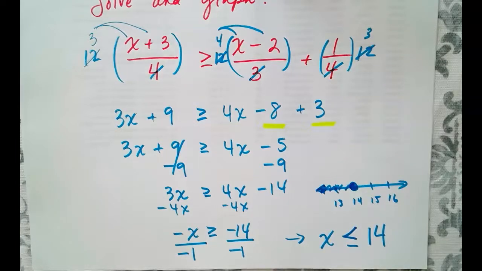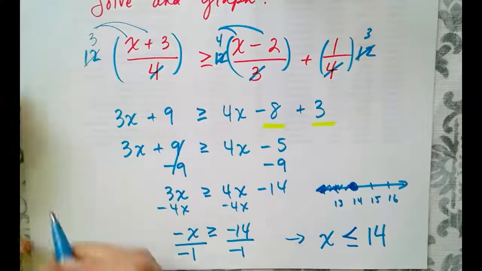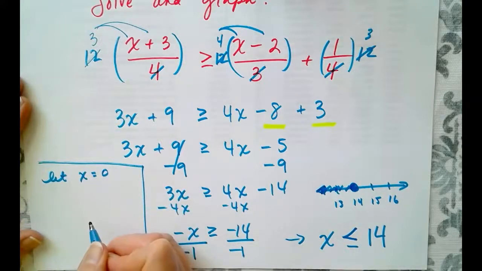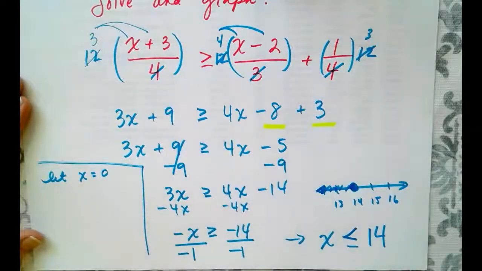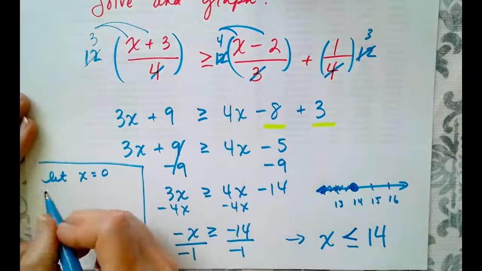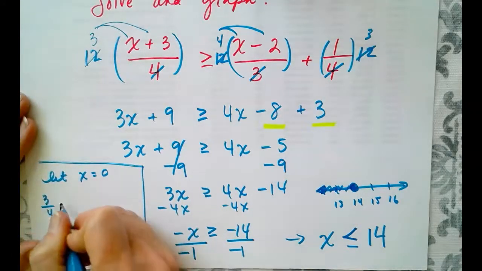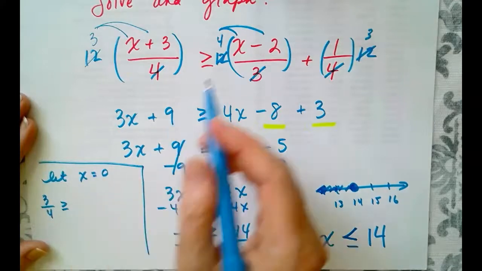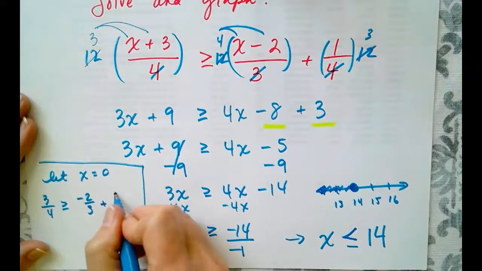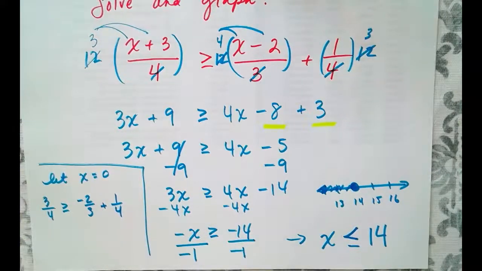So from here, let's choose a number, and the easiest number that's less than 14 is 0. So I'm going to do my check right over here. Let x equal 0. So when we plug 0 into the original inequality, we should get a true statement. So 0 plus 3 is 3/4 greater than or equal to, 0 minus 2 is -2, so -2/3 plus 1/4. Yes, this seems to be true. We will get a common denominator just to be certain.